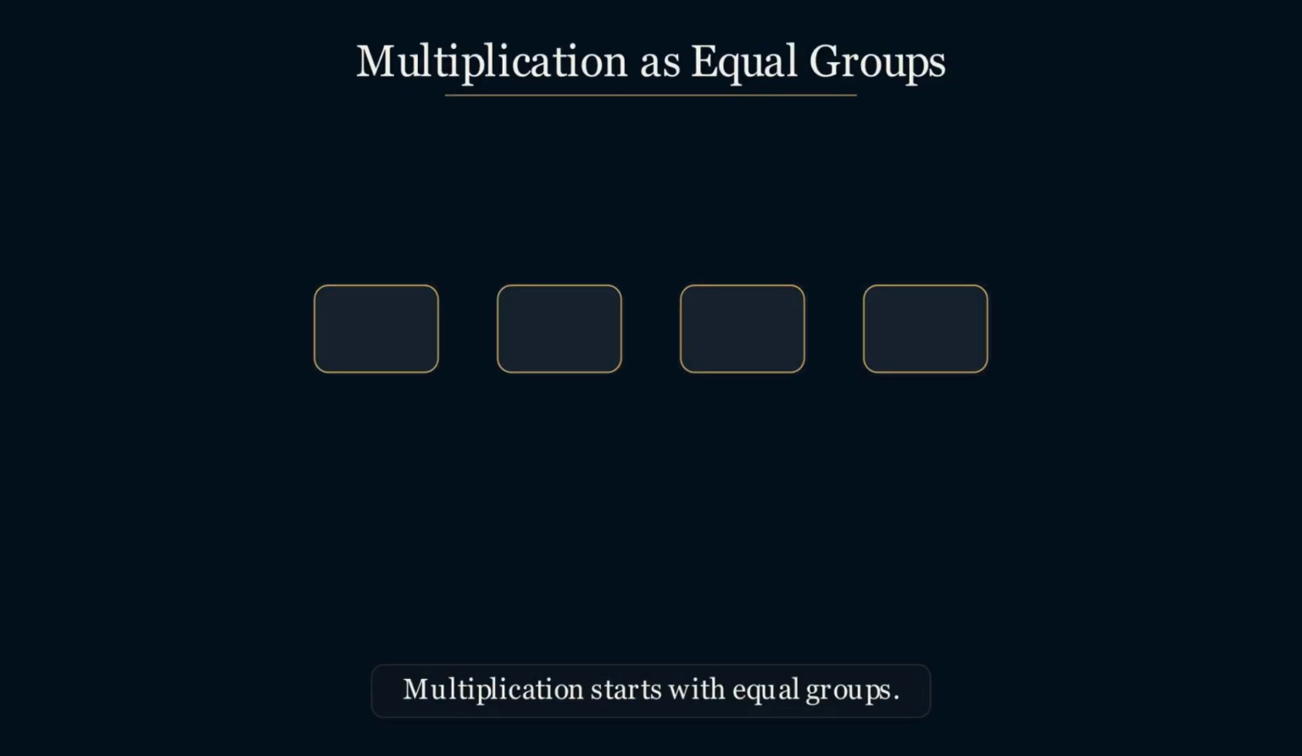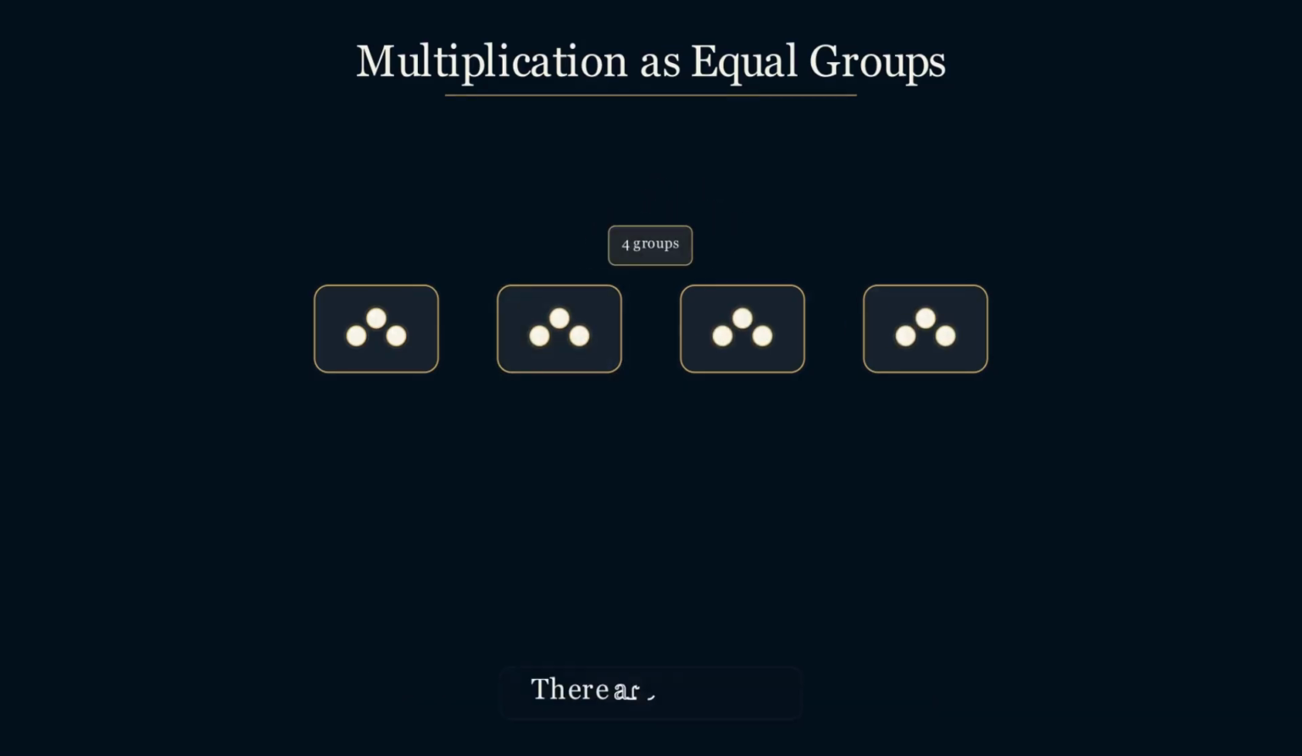Now focus on multiplication as equal groups. 4 empty group frames appear first because multiplication needs equal groups. The counters move into them carefully. 3 counters in the first group, 3 in the second, 3 in the third, and 3 in the fourth. Count the groups. There are 4 groups. Now look inside one group. There are 3 in each group.